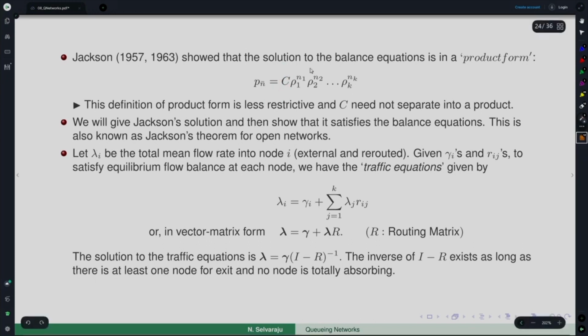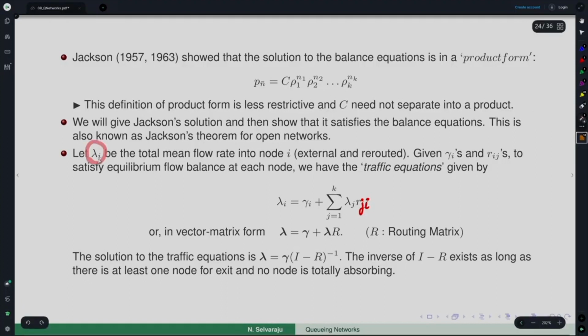So, what he showed is that the solution is in this form. Okay. And so we will give the solution, this, and then show that it satisfies the balance equation that we have just written down. Okay. And this is also called Jackson's result, or Jackson's theorem for open network. Many people would like to call this simply Jackson's theorem for open network, meaning that the solution to the joint distribution is what is given by this Jackson's theorem, and that is what we are calling the solution.